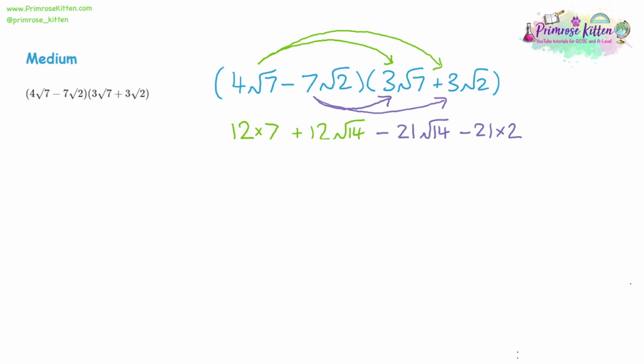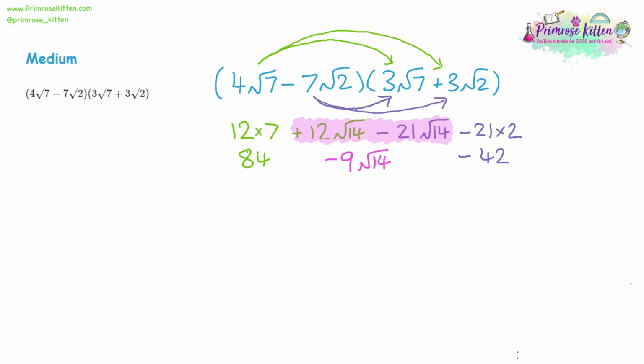Now we need to look at simplifying this. So again, with a quadratic, the middle two terms are going to be adding together. We've got a positive 12 and a negative 21. So 12 take away 21 is going to give us a negative 9. And it'll be a negative 9 root 14. Just combine the two root 14 terms together, like you would with algebra. Then we've got the multiplications. So we've got 12 times 7, and 12 times 7 is going to give us 84. And then we've got the negative 21 times 2, and that's going to give us negative 42.